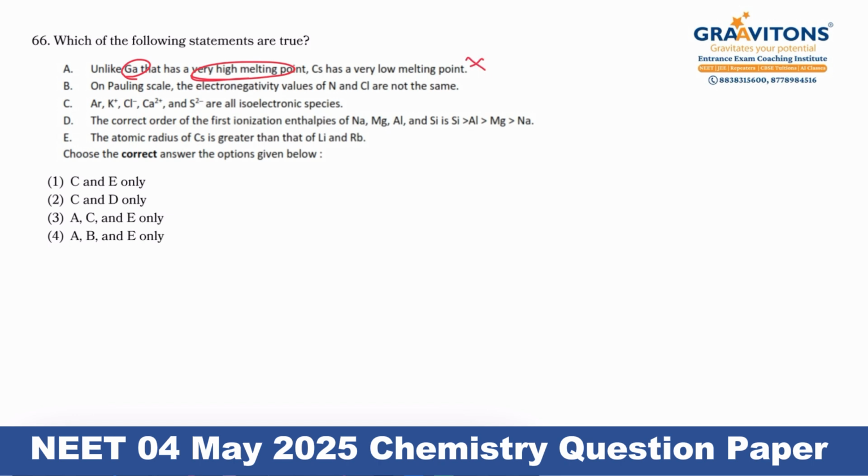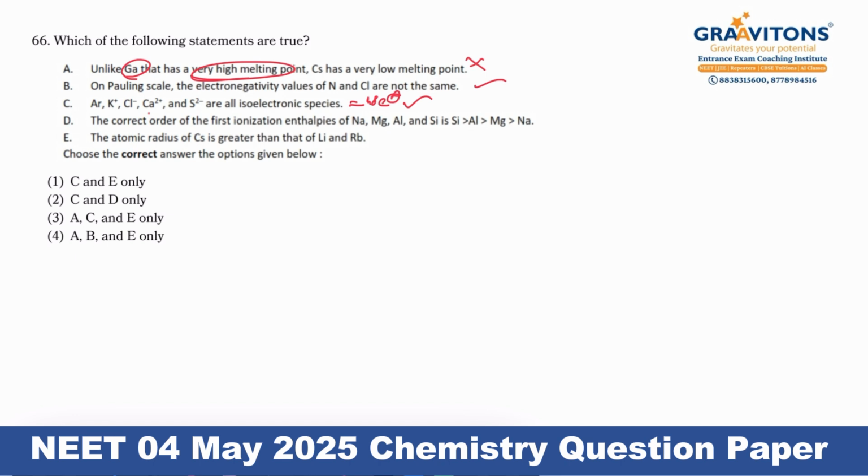On the Pauling scale, the electronegativity values of nitrogen and chlorine are not the same. Of course, this is right. They don't have the same electronegativity values. And when you go for the isoelectronic species which have 18 electrons, if you check, all of them are right. Argon 18, and sodium 19 minus 1 is 18, chlorine 17 plus 1 is 18, and calcium 20 minus 2 is 18, and sulfur 16 plus 2 is 18.